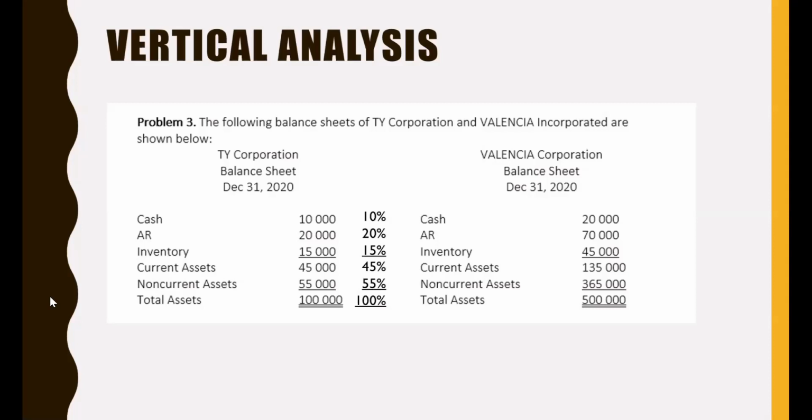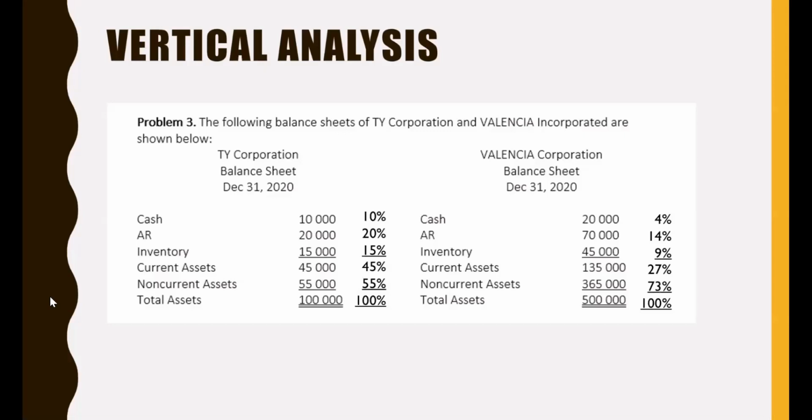For Valencia Corporation, we have the same base, which is total assets, so we set it at 100%. For the cash, that is 20 over 500, so as you can see, 4%. For AR, we have 14%, 70 over 500. Inventory, 45 divided by 500, that's 9%. So the total current assets is 27%. And then for non-current assets, 73%.